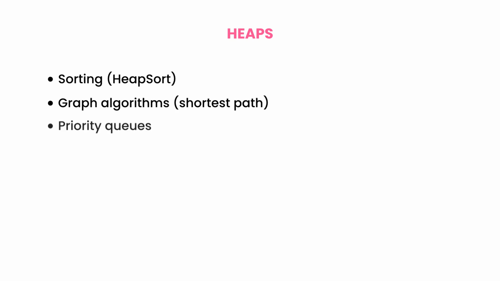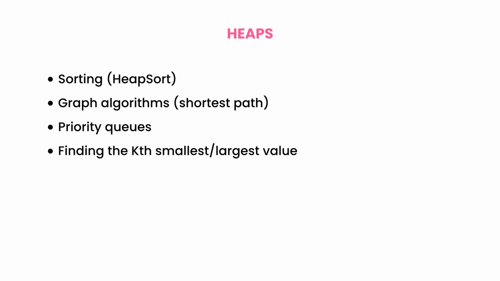Heaps are also used in implementing priority queues. Again, we'll look at that later in this section. Another application of heaps is in finding the kth smallest or largest value. This is a very popular interview question, so we're going to explore it later in this section.